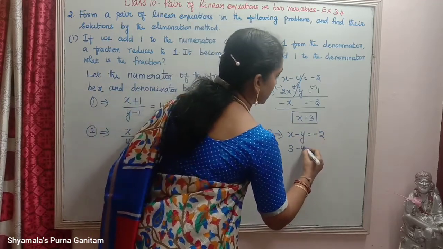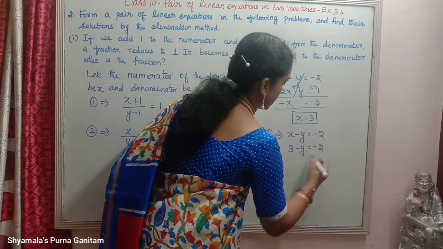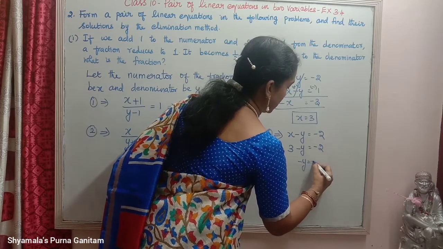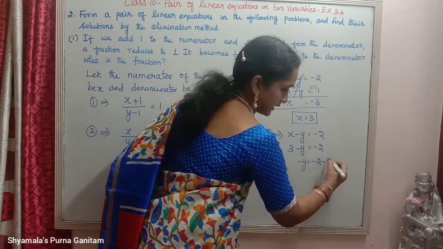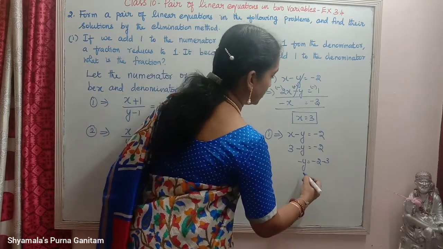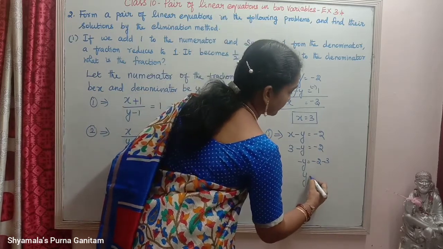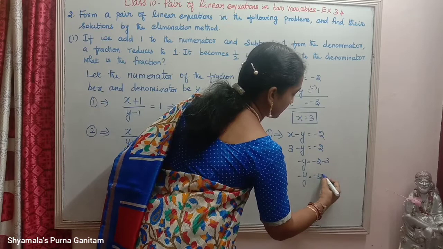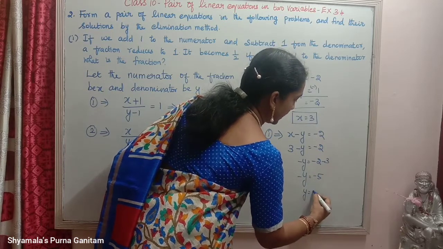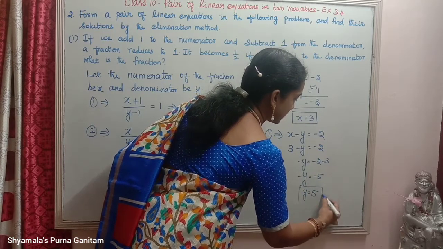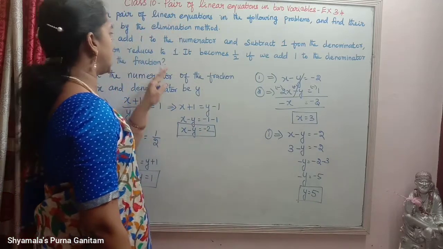So 3 minus y is equal to minus 2. Minus y is equal to minus 2 minus 3. So minus y is equal to minus 5. So the y value I got is 5. Okay, so what is the question given?